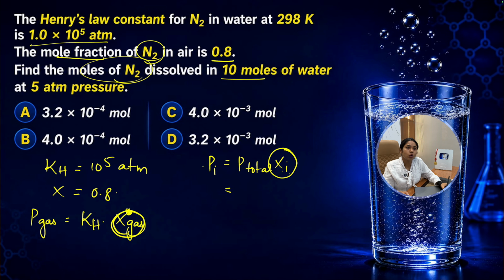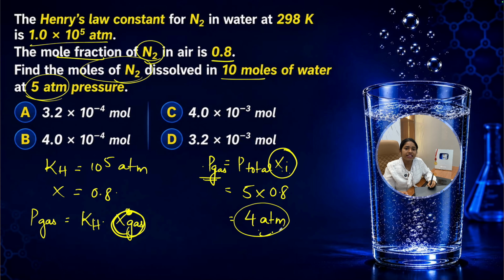So P total pressure is given 5 atm. Mole fraction Xi is given as 0.8. Then it is 4 atm, units are atm. Now this is the pressure Pi, means pressure of gas. This pressure of gas you substitute here, 4, and Henry's constant is given 1 into 10 to the power of 5 into mole fraction of gas. Mole fraction of gas means number of moles of gas by number of moles of gas plus total number of moles.